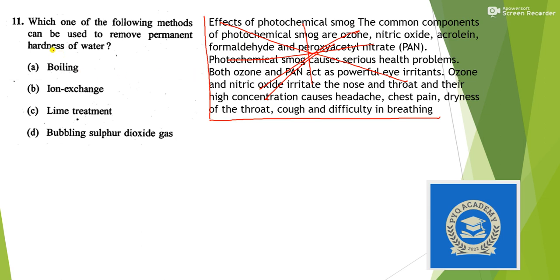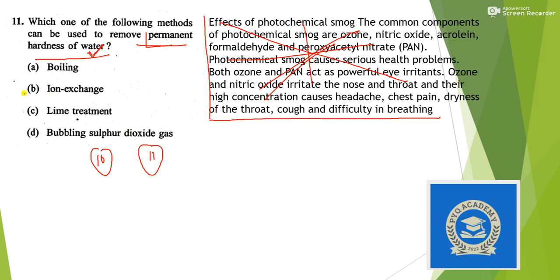Now coming to the question, which one of the following methods can be used to remove permanent hardness of water? Although the different methods have been given in the class 10 chapter and also in higher NCERT, this topic, hardness of water, is an important topic. In my opinion, you should cover this topic from both 10th as well as the higher NCERT, so that you will be able to solve each and every question.